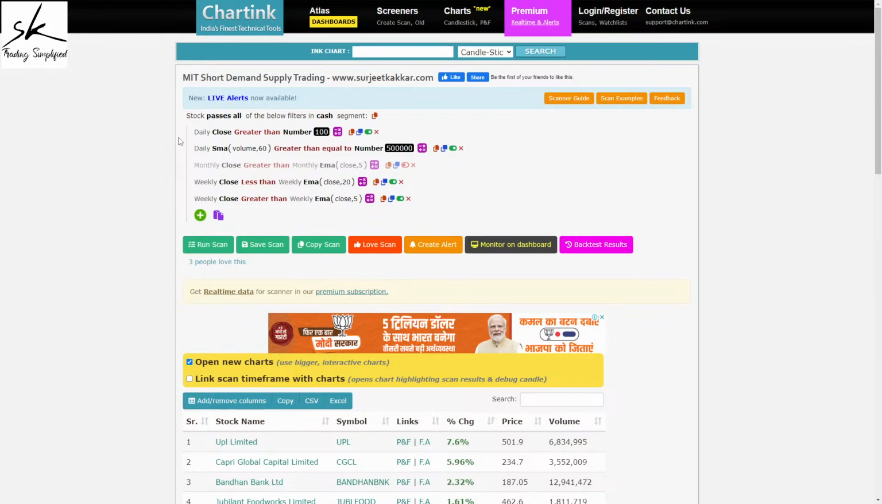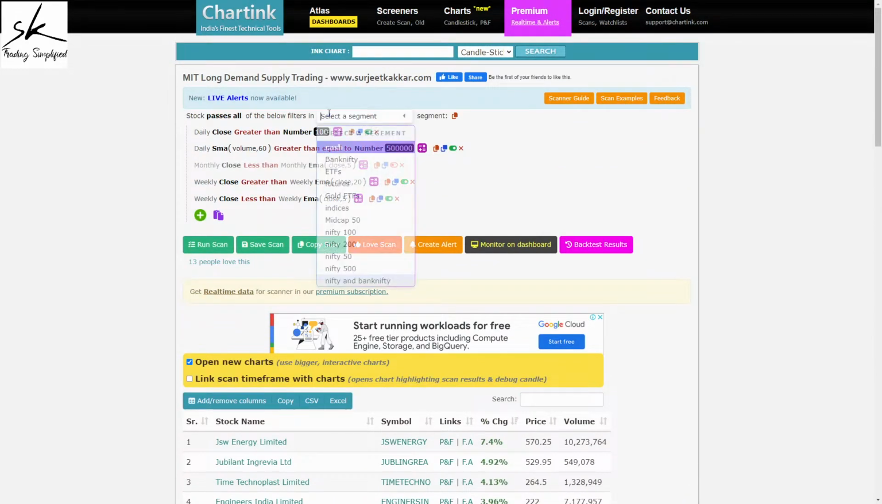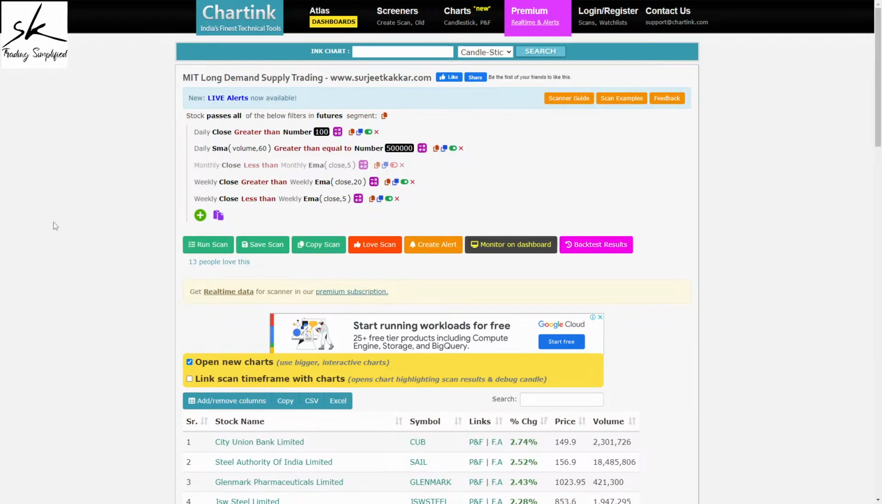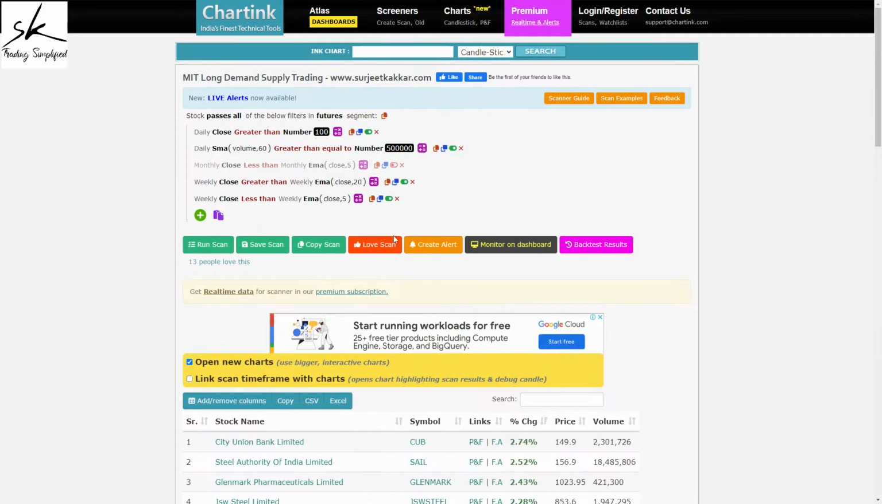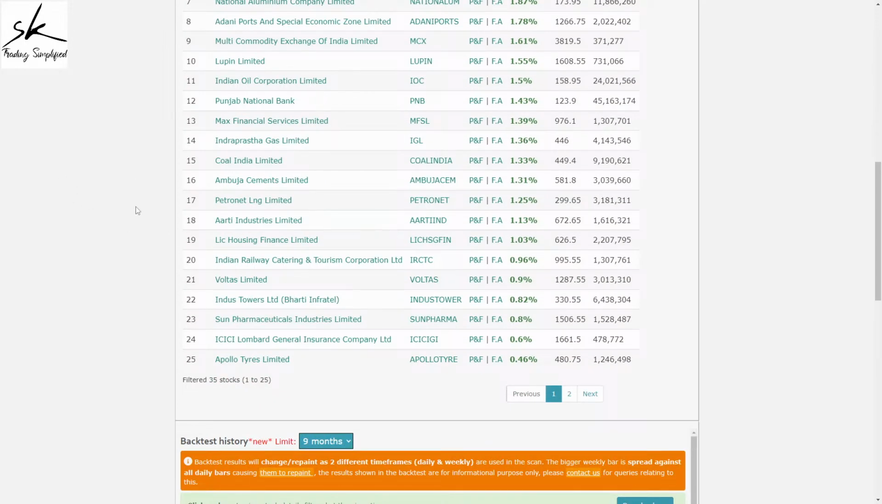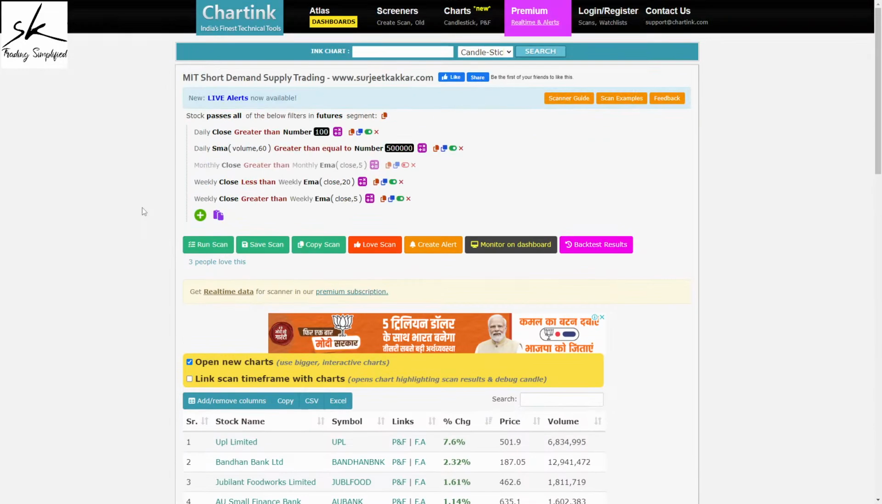But if you still feel it's a very big list and you further want to filter it out, you can use different filters. An example can be that instead of cash, I can say I only want the symbols that get traded in futures. I can run the scan again. I can do exactly the same thing here. Futures, I'll run the scan again. And now you can see we have a list of 35 plus 4, which is 39 symbols to look into. So similarly, you can have different filters.